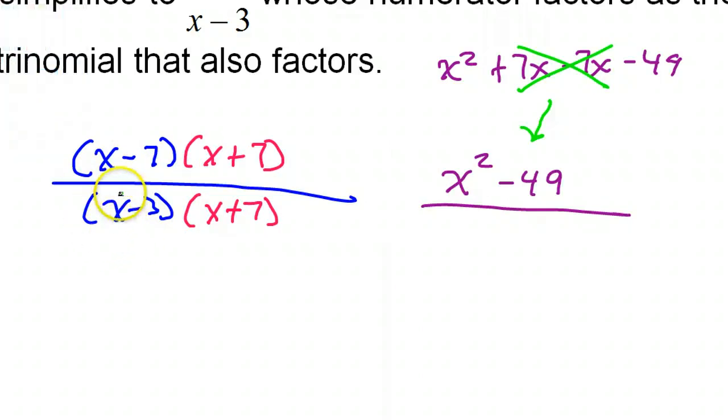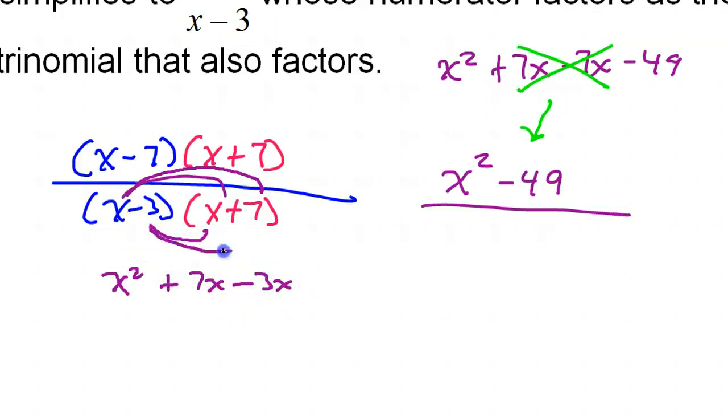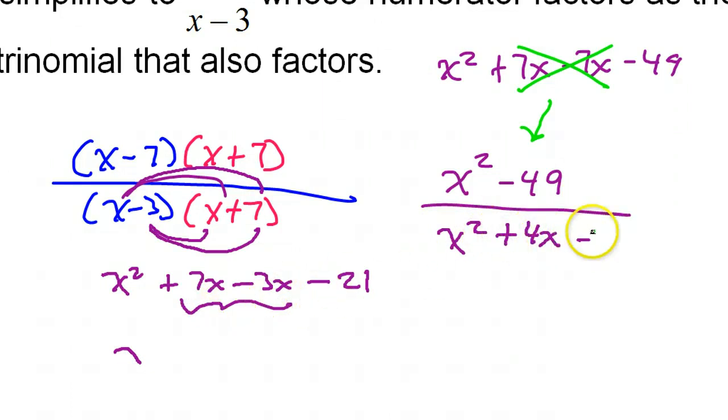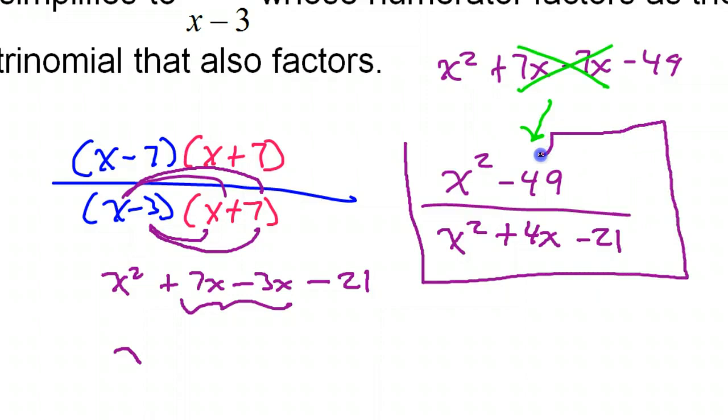So once again, x times x is x squared. X times 7 is 7x. Negative 3 times x is negative 3x. And negative 3 times 7 is negative 21. Putting together these like terms gives me x squared, let's see, plus 4x minus 21. Okay, so this is the answer.